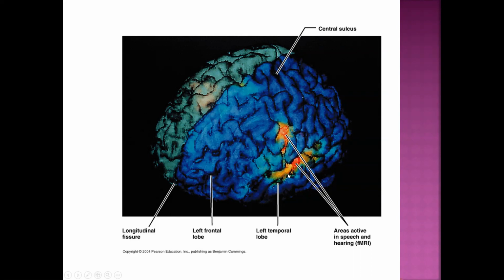And so we know that the person was hearing and speaking while we were taking a picture of their brain, because it's all lit up. It means there's a lot of cortex activity going on. The closer you get to red, the more activity. So over here, not so much activity going on. That's because we don't use those portions of our brain for hearing and speaking.